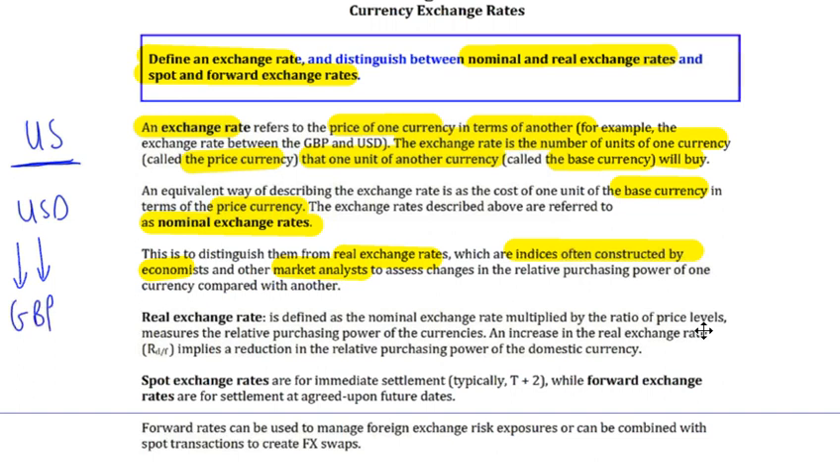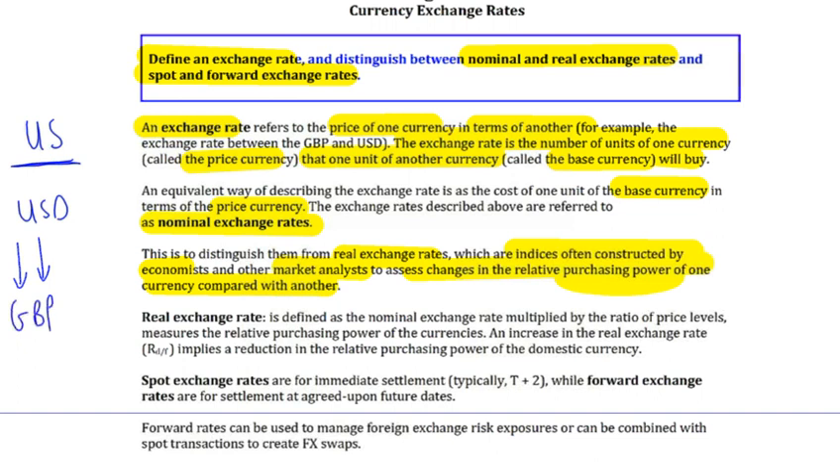Now why is it called real? Because we always know the word real. When we talk about real, the first thing that should come to mind is inflation, purchasing power. And the minute we see real exchange rates, we talk about what analysts use to assess changes in the relative purchasing power of one currency compared to another. So now we're saying, hold on a second, it's not just what we'll exchange one currency for another, but now purchasing power. And remember, whenever you see the words purchasing power, inflation should kick in there as well.